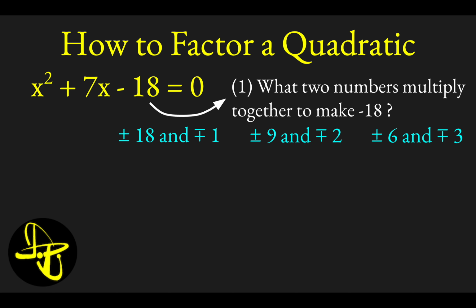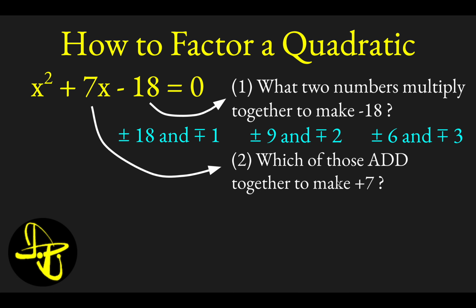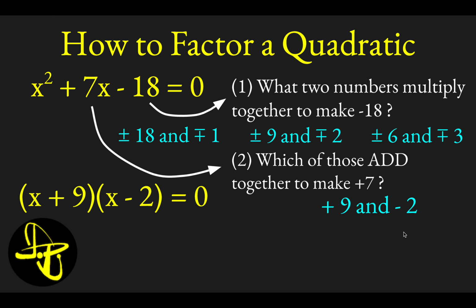And so then what you want to do is look at the coefficient of the x and decide which of these numbers would add together to make 7. So you look at the last number, the constant, and say which two numbers multiply together to make that constant. And then you look at the coefficient of the x and you say which of those would add together to make positive 7. And you can see of the examples that we have written up here, that if you used positive 9 and negative 2, that would do it. And so what that means is the factored expression then would be x plus 9 and x minus 2 equals 0.